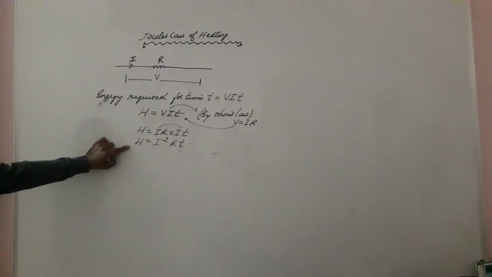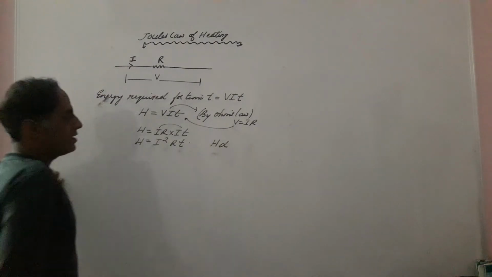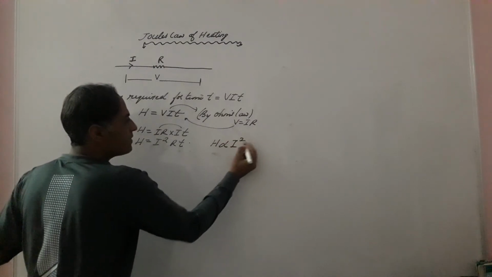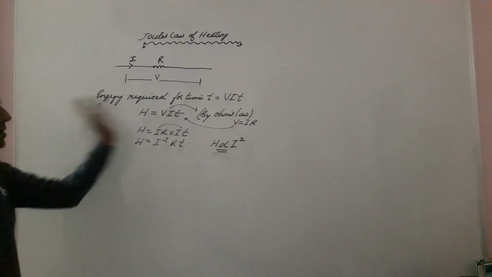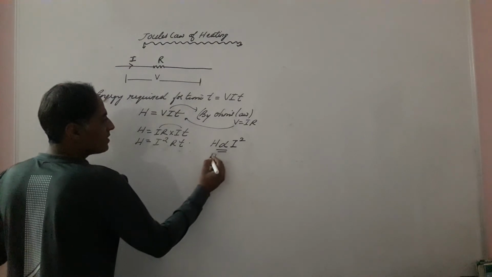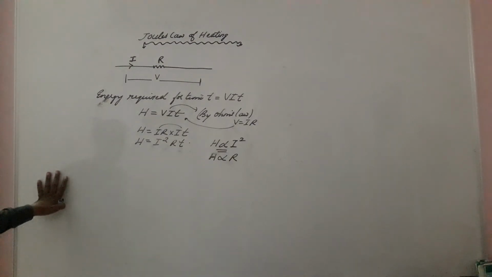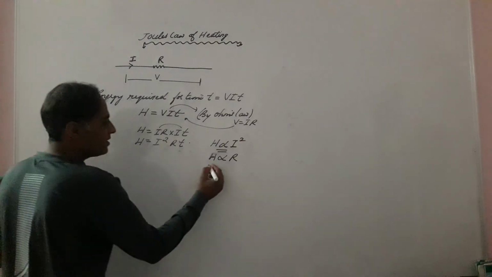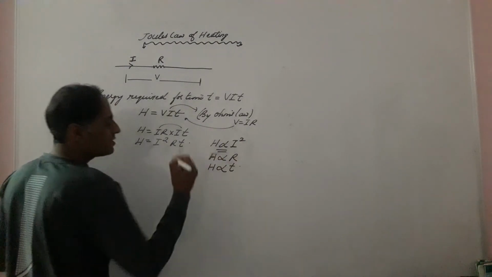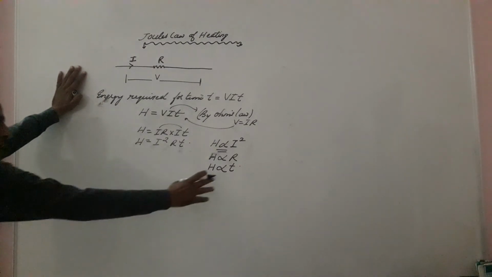This equation was accepted by Joule, and according to this, what do we find? First, the heat generated is proportional to the square of the current flowing through it. It means the more current that flows, the more the amount of heat increases. Second, the heat energy generated is directly proportional to resistance. So as the resistance increases, the heat generated also increases. And third, heat energy is directly proportional to time. If the current is flowing through the conductor for a very long time, then obviously the amount of heat generated will increase.